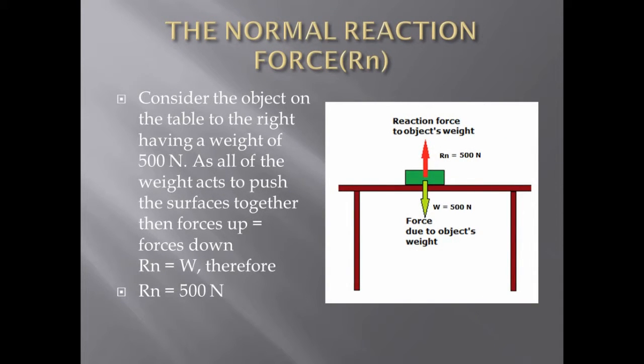Consider the object on the table to the right having a weight of 500 newtons. As all of the weight acts to push the surfaces together, then forces up equal forces down, Rn equals W, and Rn is therefore 500 newtons.